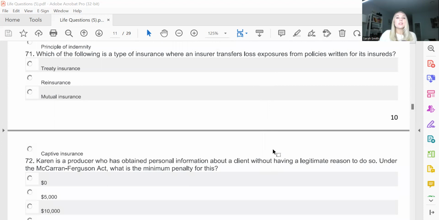Which of the following is a type of insurance where an insurer transfers loss exposures from policies written for its insureds?